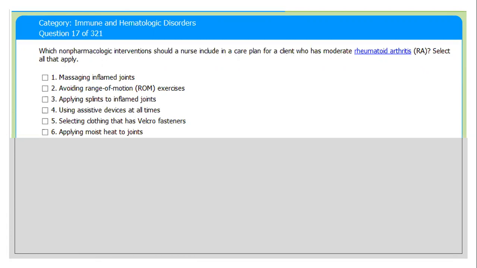Rheumatoid arthritis is a chronic inflammatory disease that affects the joints, and this results in painful joints, swelling of the joints, and stiffness in the joints. So about rheumatoid arthritis, which options are correct? Select all that apply means more than one answer.